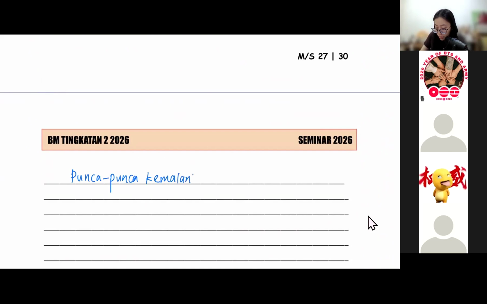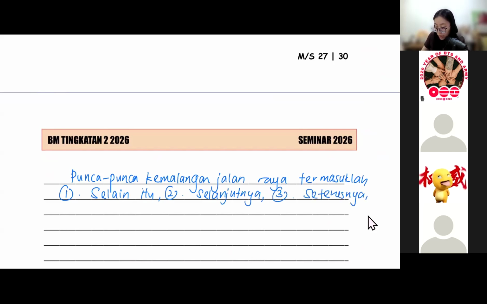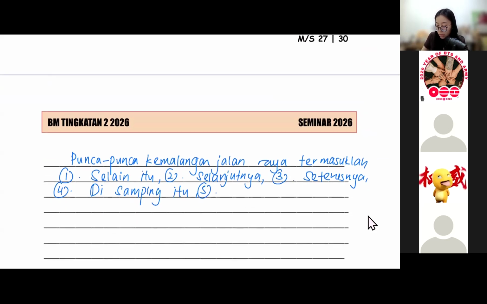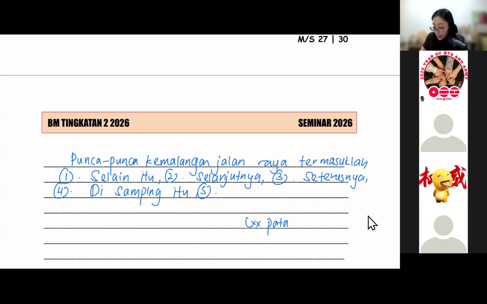kemalangan jalan raya termasuklah your isi pertama. Then just use penanda wacana selain itu. Go for next point. Selanjutnya, go for next point. And also seterusnya, go for next point. Isi keempat. And then selanjutnya seterusnya, then just use the normal one di samping itu. Number 5. After you finish, then you just put fakta perkataan. Need to count the word count. Didn't count, teacher deduct marks here.